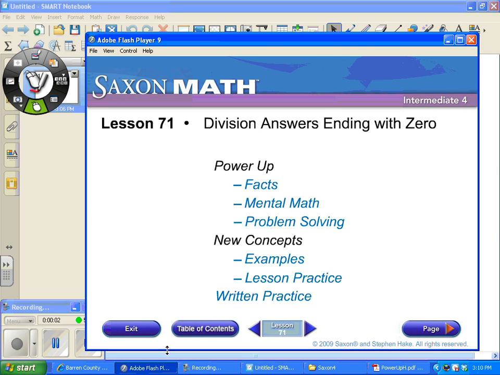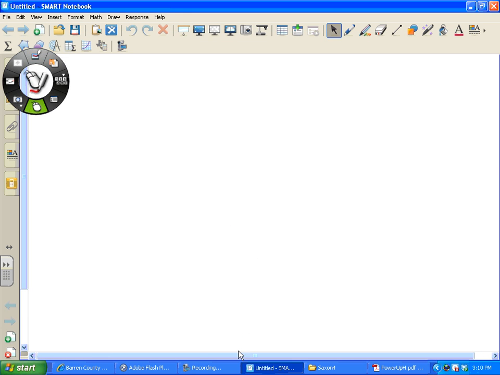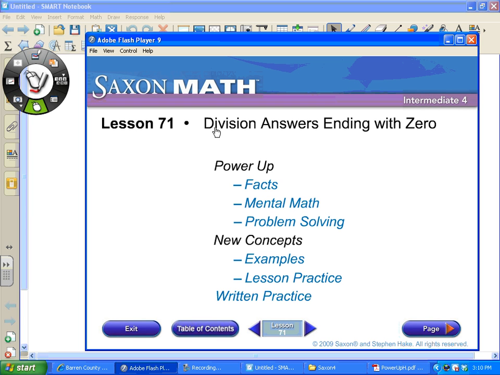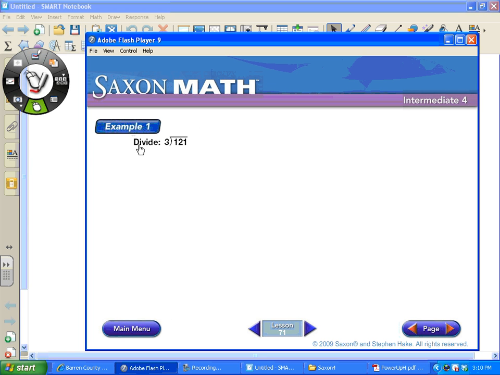Okay, Saxon 4 math students, we're ready for lesson 71 today. We're going to be doing some division answers that end with 0, which can be tricky. So let's start off with some examples. Divide 121 by 3. Okay.